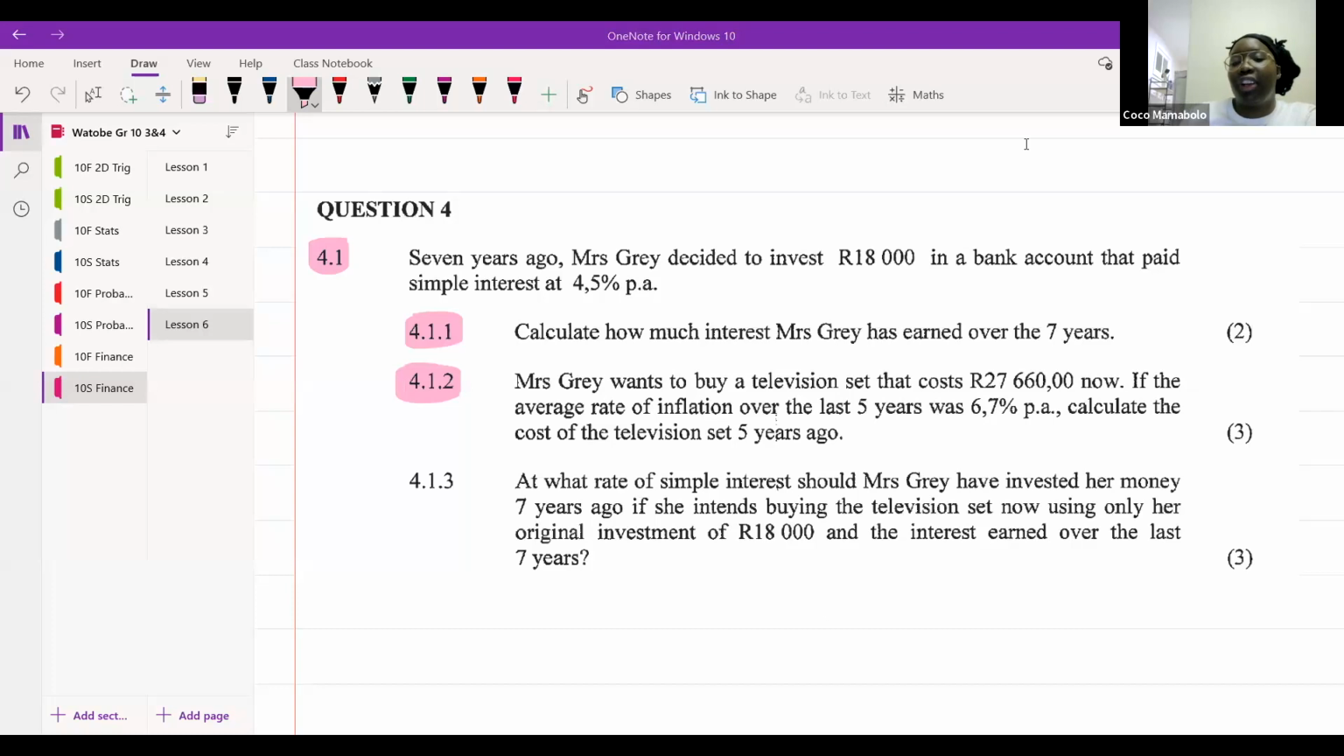Okay, I want us to be very careful with this question. 4.1.1 is asking for interest. How much interest this is worth? Okay, and that's completely different from calculating for the accumulated amount or the principal.